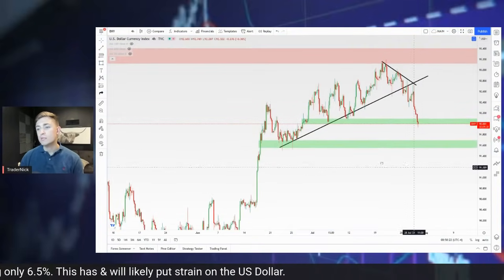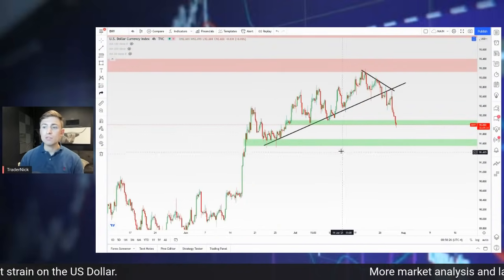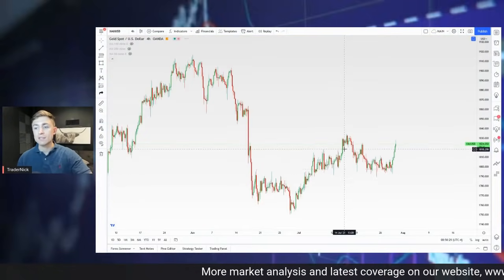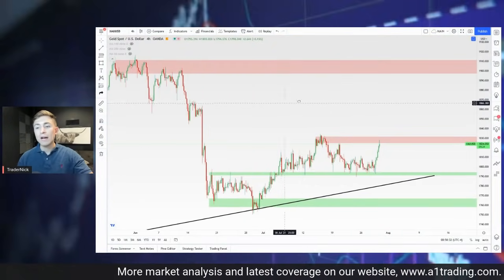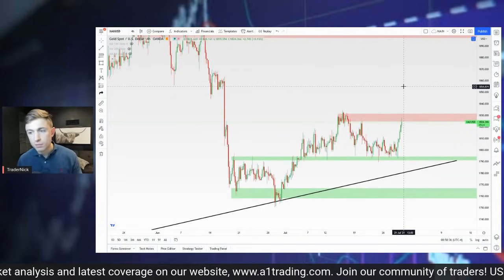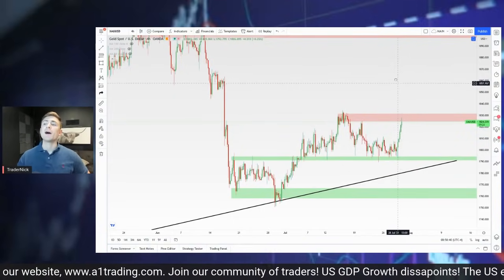Now, this is the DXY. It's the US dollar currency index. So we can go take a look at some of the individual currency crosses. I know that a lot of people will want to look at gold. So we'll take a quick look at XAUUSD, which is on the rise big time today. And the gold coming in hot on a very key spot as well. That rhymed. I didn't even mean for it to, but that was cool.